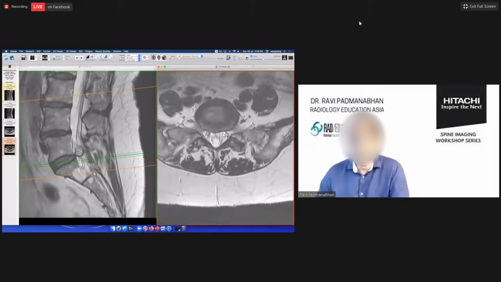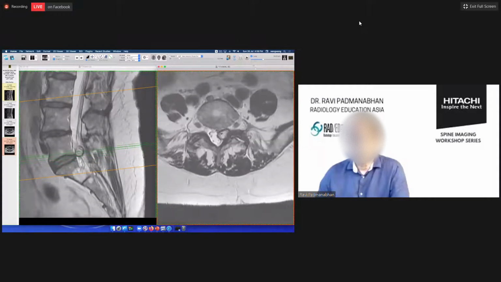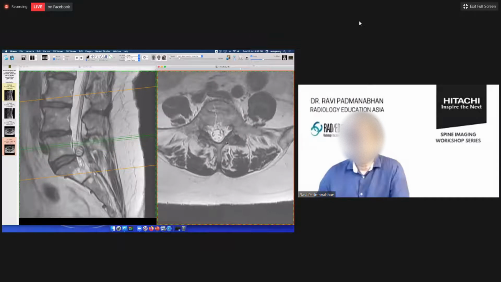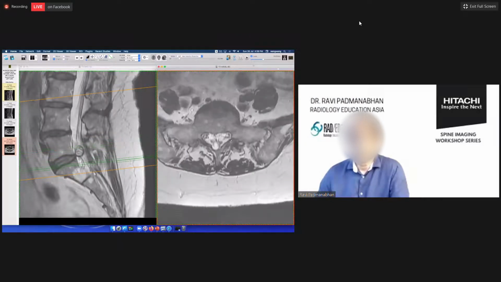So here's S1. It's now mixed up with that cyst, or it's compressed by the cyst. But if we go further down, now we get into S1 here.